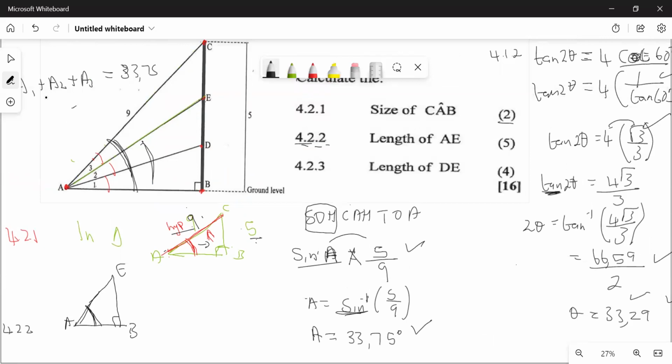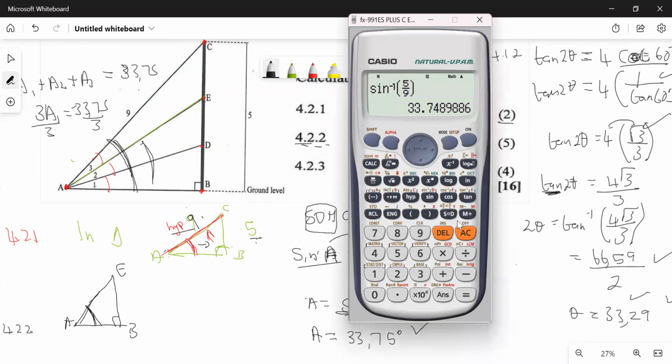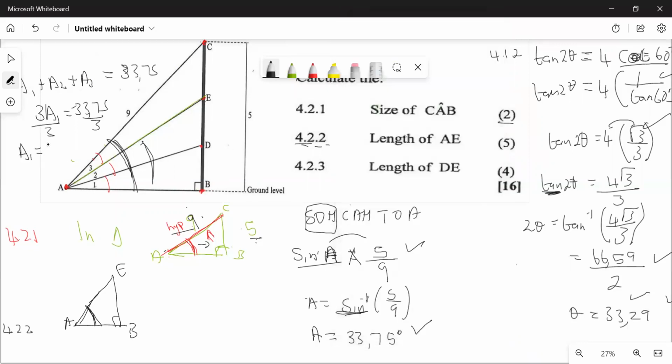I think we can get that one. Because if we say all these are equal, you can say 3A1 is going to be 33.75. And then you divide by 3. If you divide by 3, you have an answer here. So you say your answer. I get 11.25. So A1 is going to be 11.25. Okay, sure. But now you're not looking for A1, you're looking for A1 plus A2 again. What is A1 plus A2? 22.50.